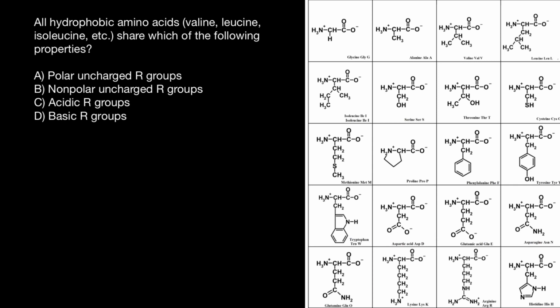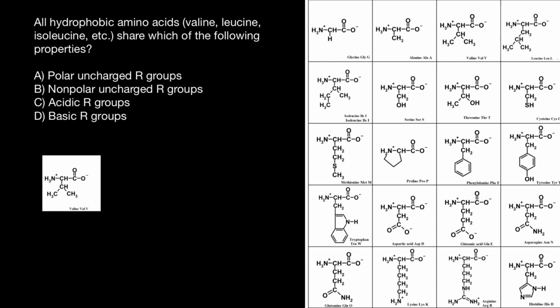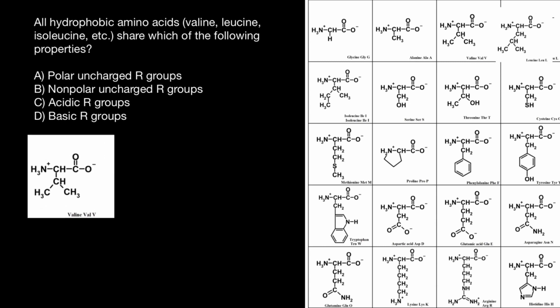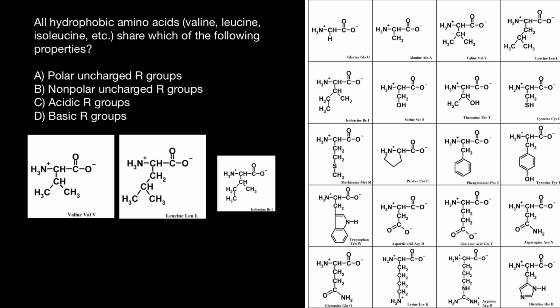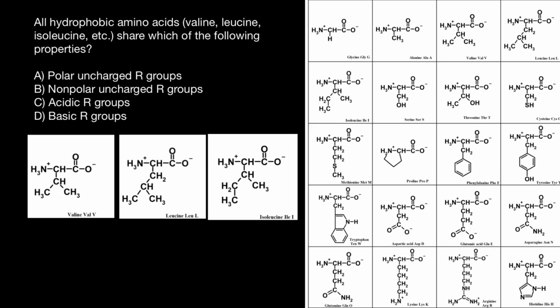Which of the following properties do all hydrophobic amino acids, valine, leucine, isoleucine, and so on, share? And you have to choose one of these answers. So here is the valine, and here is the leucine, and here is the isoleucine. Let's take a look at them.